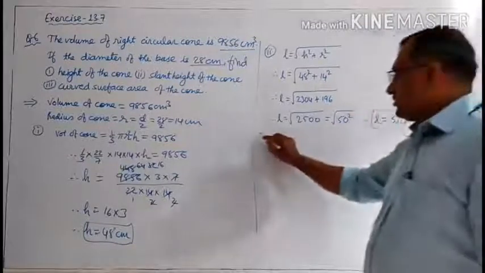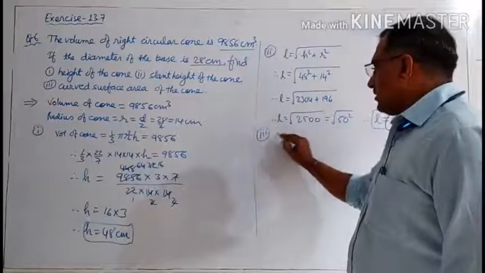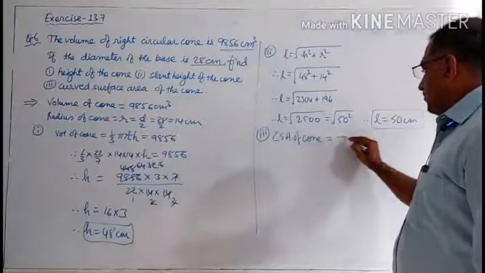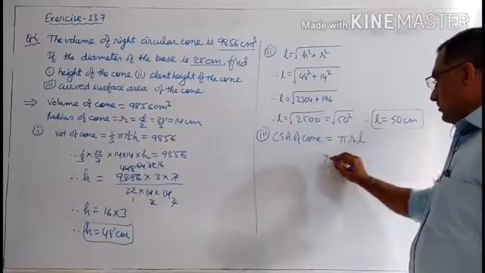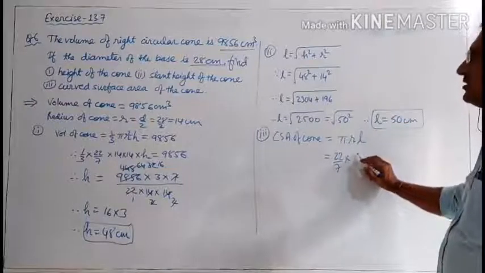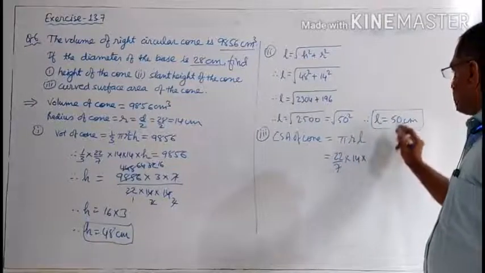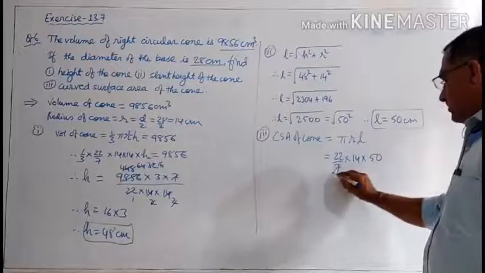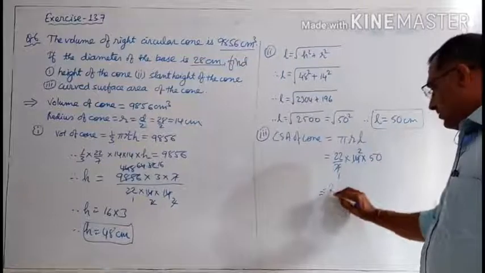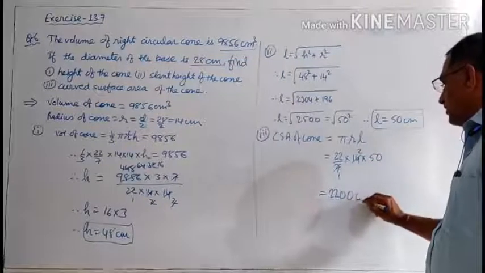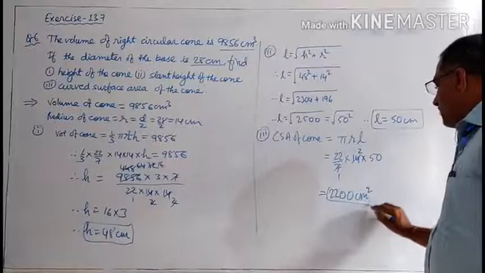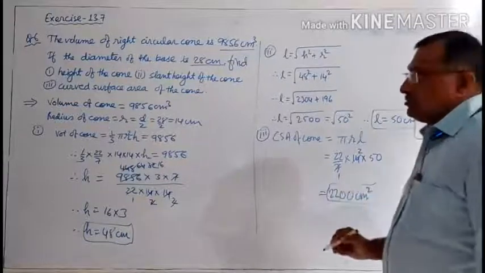Then third part is find the curved surface area. Curved surface area of cone is equal to pi r l. So pi 22 by 7 multiplied by radius. Radius is 14 centimeter and slant height is 50. So 7 1 ja, 7 2 ja, and that is 2 into 50, 100 into 22. That is 2200 centimeter square is the curved surface area of the cone.